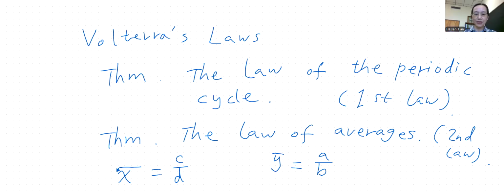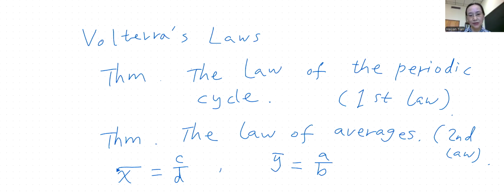So this is very interesting. That means what we found, this is a constant solution, right? C over D is in fact a constant solution. A over B is also a constant solution for prey. So the point (C over D, A over B) is the equilibrium point if we put them together as a point in the XY plane.